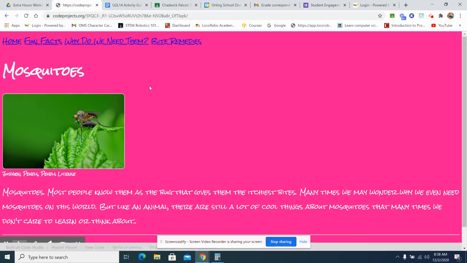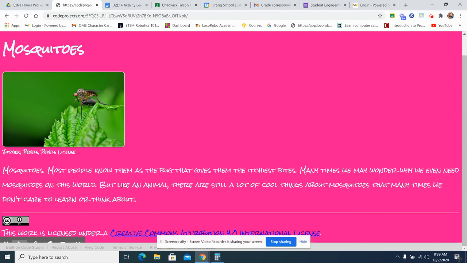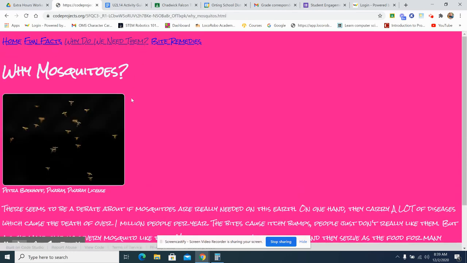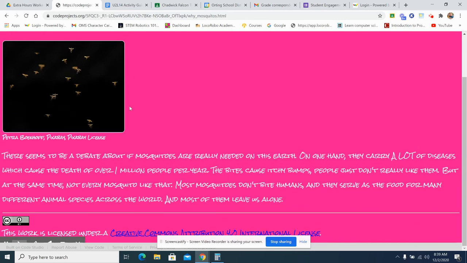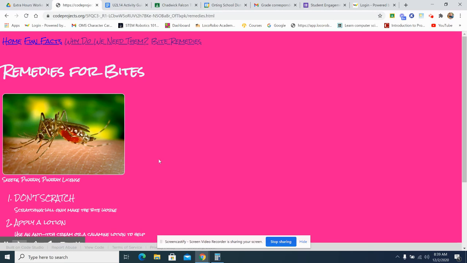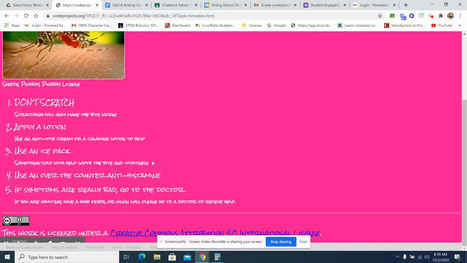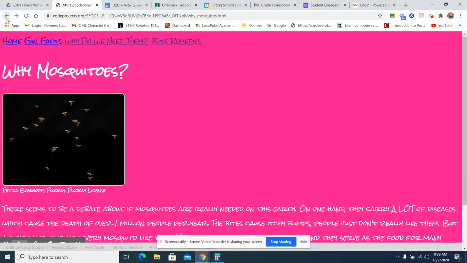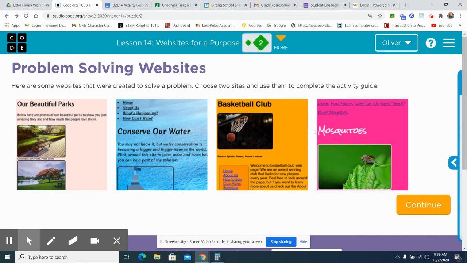And then we have mosquitoes. Fun facts. All right, this is why do we need mosquitoes? Okay, kind of takes a look at why, seriously, we need America's second, or the world's second worst bug. The most deadly for sure because of the diseases it spreads.